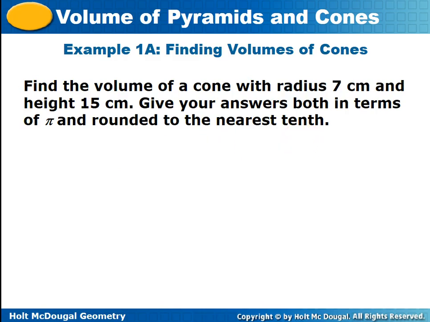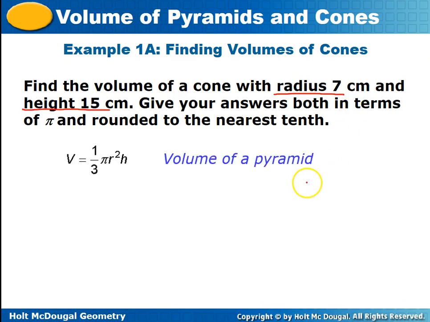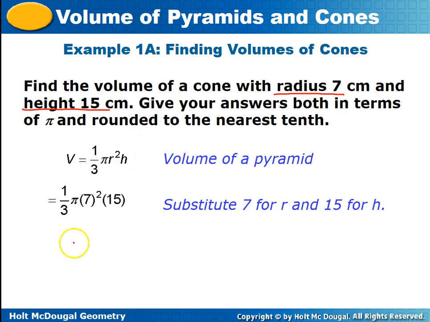So with this first problem, it says find the volume of a cone with a radius of 7 centimeters and a height of 15 centimeters. Give your answer both in terms of pi and rounded to the nearest tenth. So we have that our radius is 7 and our height is 15 centimeters. So we're going to use our formula, volume equals 1/3 pi r squared h, which we can find on our formula sheet. And then we're going to populate that formula. So our r is our radius, that's 7 up here. And our h is 15, which is our height. So we're going to multiply 7 squared times 15.